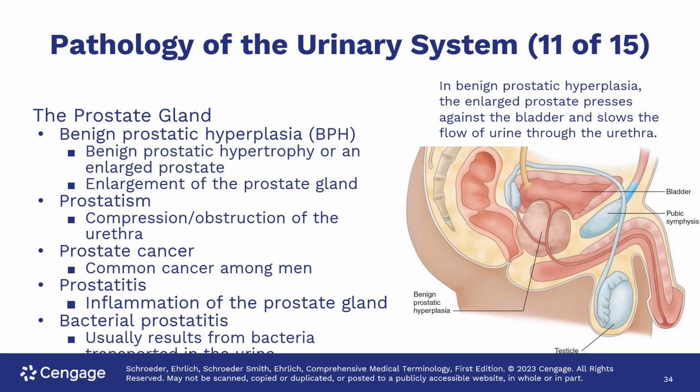And what can go wrong with the prostate? Well, let me tell you. You can have a hyper, remember excessive, plasia, as in benign prostatic hyperplasia, which is a fancy term for enlarged prostate. Prostatism is a compression or obstruction of the urethra. You can have cancer there like you can have it anywhere, and it can be inflamed, sometimes due to bacteria.